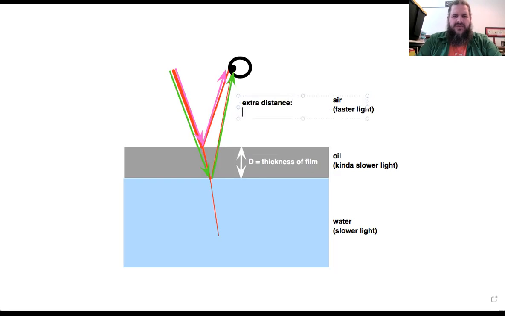The extra distance traveled by the longer ray is 2D because it goes 1D on the way down that the other wave didn't, and also an extra 1D on the way up that the other wave didn't. So delta X equals 2D, 2 times the thickness of the film.